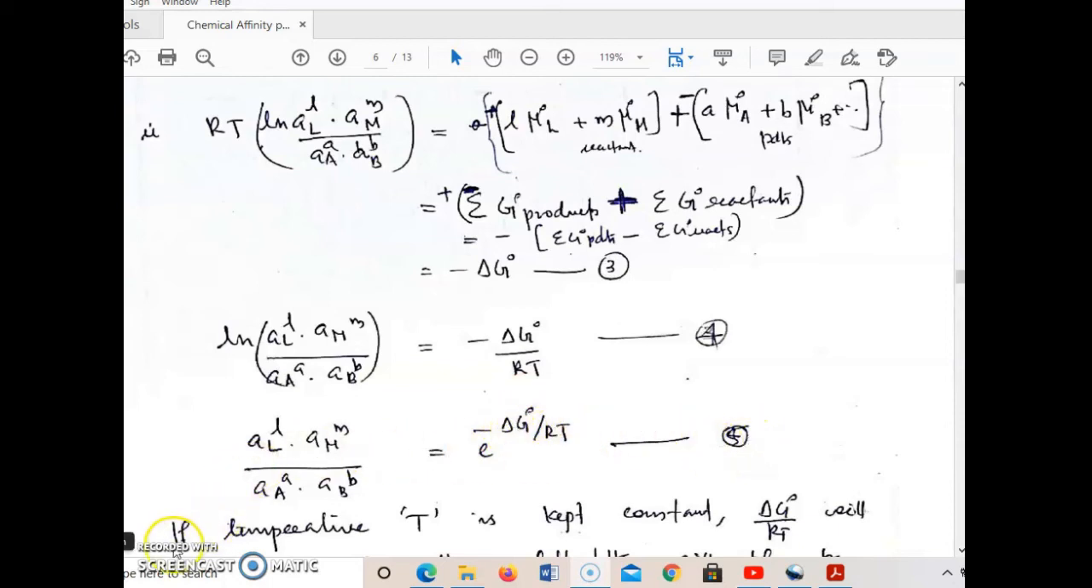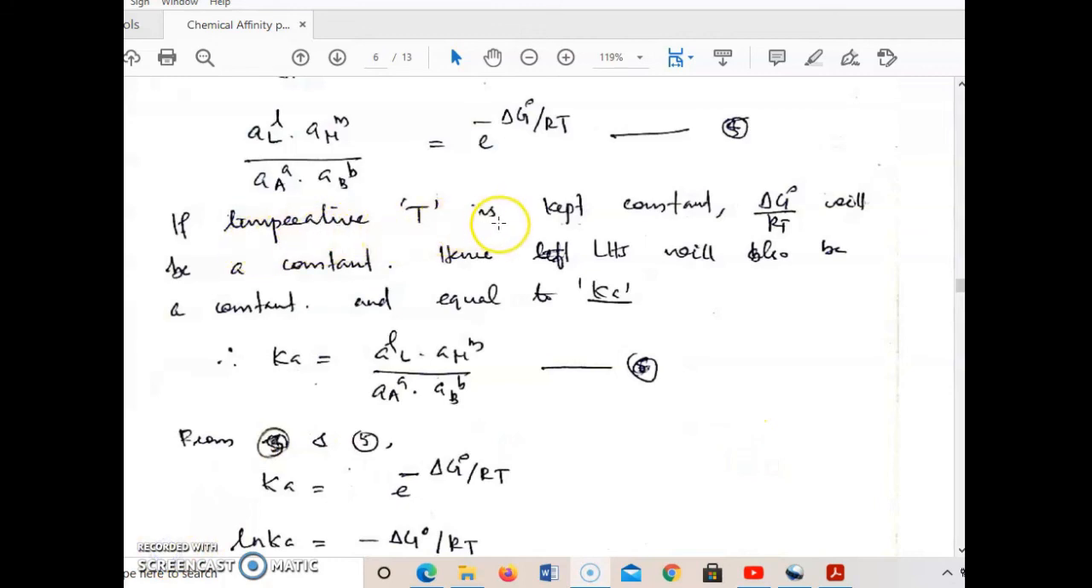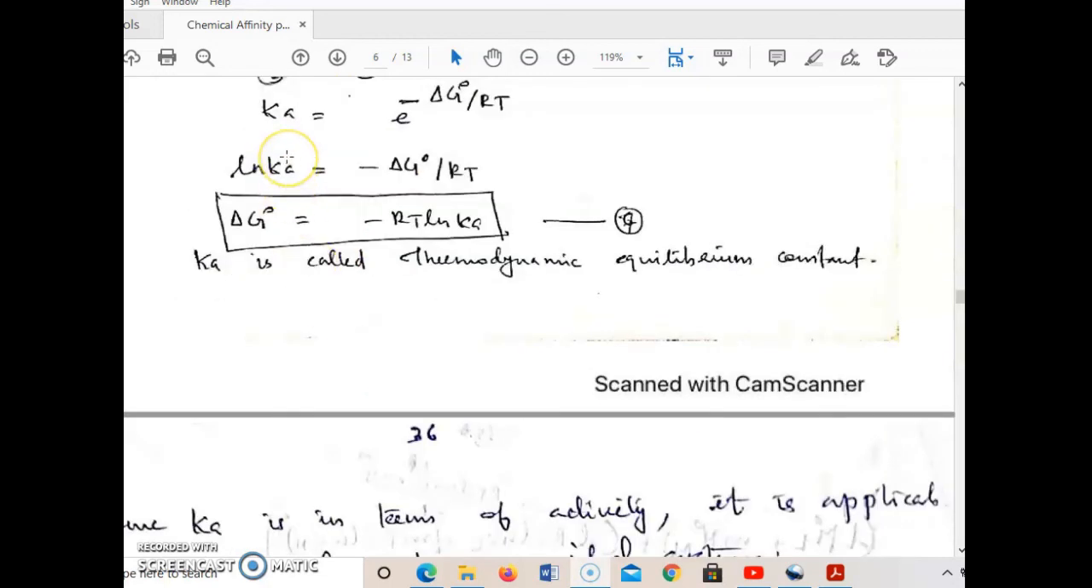That is equation 5. If the temperature T is kept constant, then delta G0 by RT will be a constant, right? Hence, the left hand side will also be a constant. When temperature is constant, this entire term becomes equal to a constant. That means the LHS will be equal to a constant, and that can be equated to Ka, the equilibrium constant Ka. So, Ka is equal to AL raised to L into AM raised to M divided by AA raised to A into AB raised to B. That is equation 6.